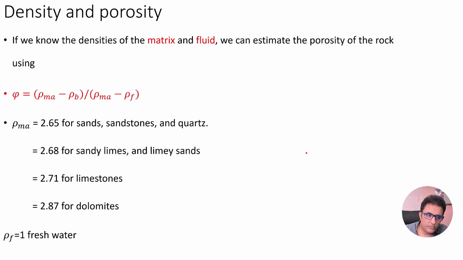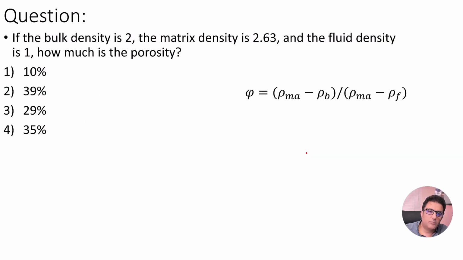So there are different values for the matrix density. For example, for sandstone, it has a value of about 2.65. For sandy lime, about 2.68. For limestones, about 2.71, and for dolomite, 2.87. And if we assume that the formation is saturated by fresh water, then the fluid density will be 1. So let's assume that the bulk density is 2, matrix density is 2.63, and the fluid density is 1. How much is the porosity?